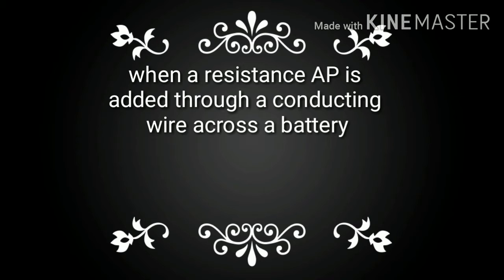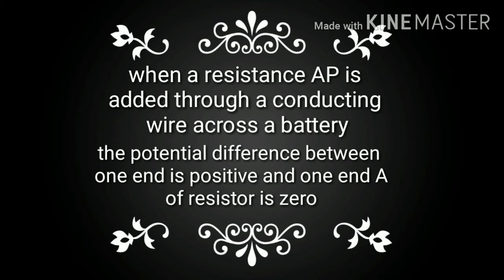When a resistance AB is added through a conducting wire across a battery. So, we have a battery, or let me write the symbol battery, and then there is a conducting wire. So, this is a conducting wire, and then it is added here like this. The potential difference between one end of the battery, say positive, and one end A of resistance here, this is 0.